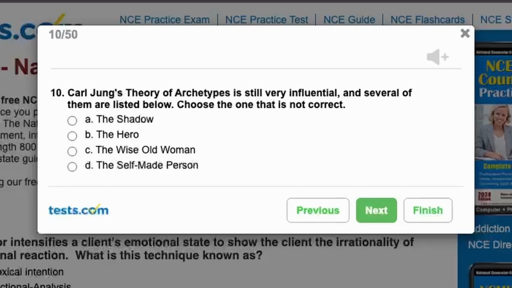Carl Jung's theory of archetypes is still very influential, and several of them are listed below. Choose the one that is not correct. A. The shadow. B. The hero. C. The wise old woman. Or D. The self-made person.